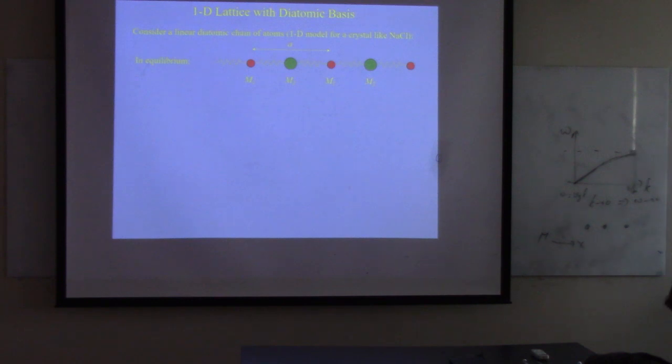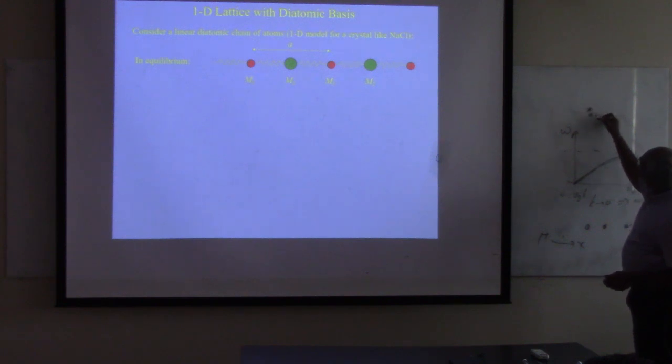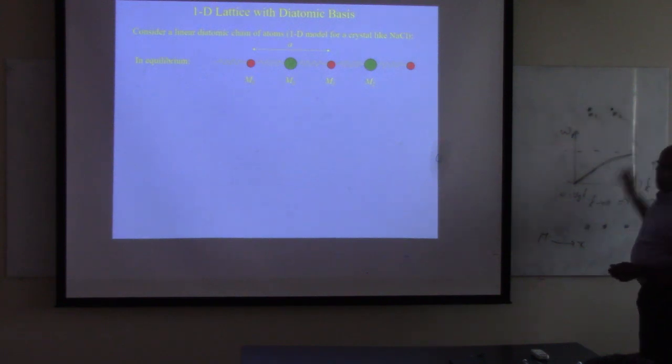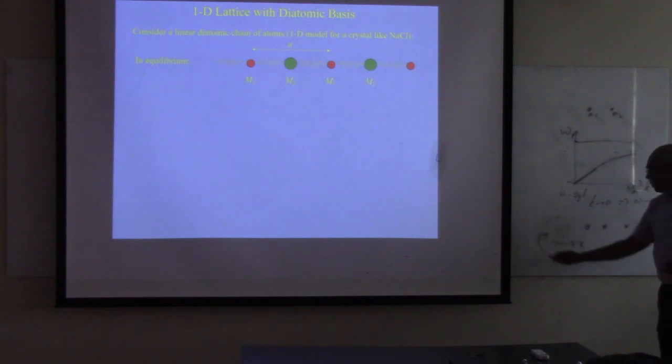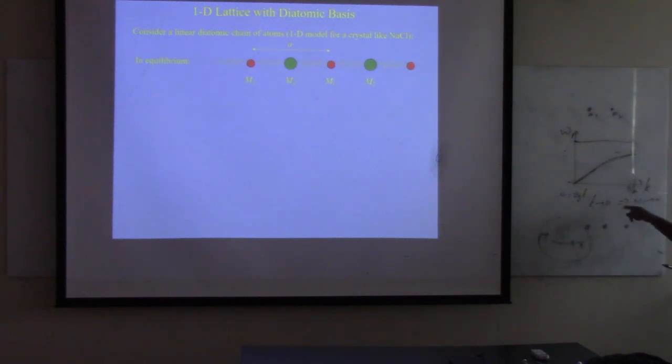But when you have a diatomic case, for a given unit cell, if you have 2 atoms, one has mass m1 and the other has mass m2, then the situation is completely different. You will start seeing some branches that have high frequencies. So I will explain why these are acoustic and optical modes.